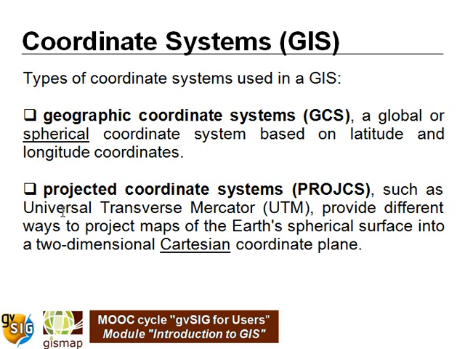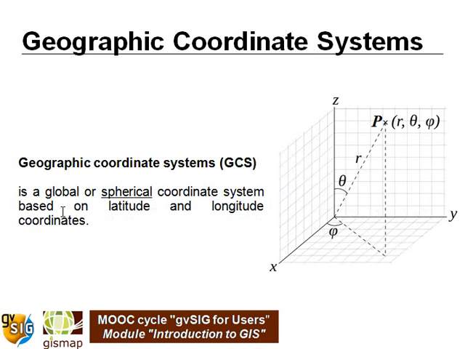The geographic coordinate systems, a global or spherical coordinate system based on latitude and longitude coordinates, or we can have projected coordinate systems such as, for example, Universal Transverse Mercator, UTM, that provide different ways to project maps of the Earth's spherical surface into a two-dimensional Cartesian coordinate plane.